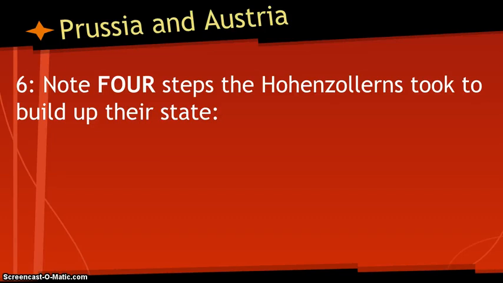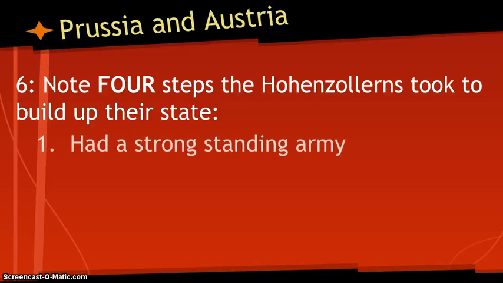Okay, last one, number 6. Note 4 steps the Hohenzollerns took to build up their state. And actually in your paper it says 3, but we're going to name 4 steps. 4 steps that the Hohenzollerns took. Now the Hohenzollerns were the ruling family over Prussia. Make sure you know that.